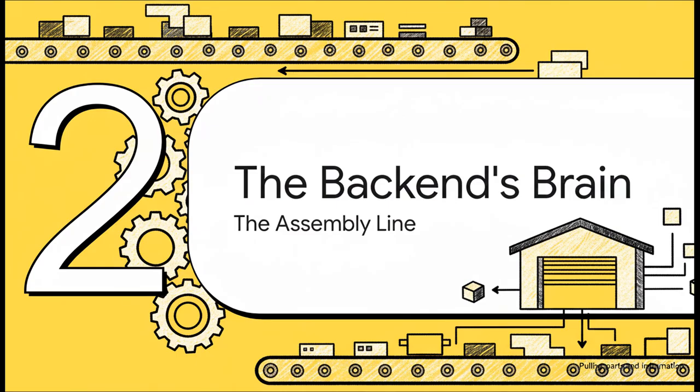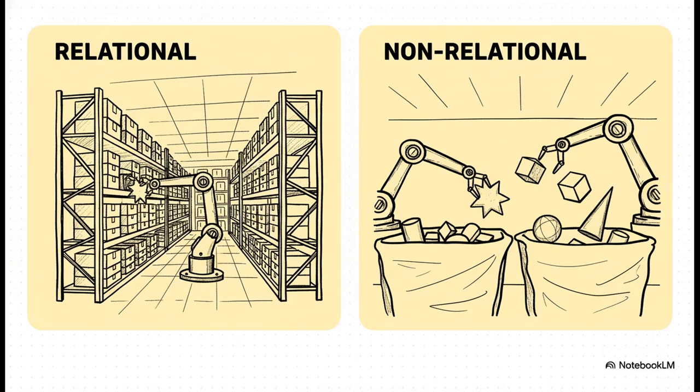All right, so the order is accepted. Now it hits the main assembly line. This is really the brains of the operation, where all the core work gets done. But to actually build your order, the assembly line needs to grab all the right parts and information from a huge warehouse. And that warehouse? Well, that's the database. And they usually come in two main flavors.